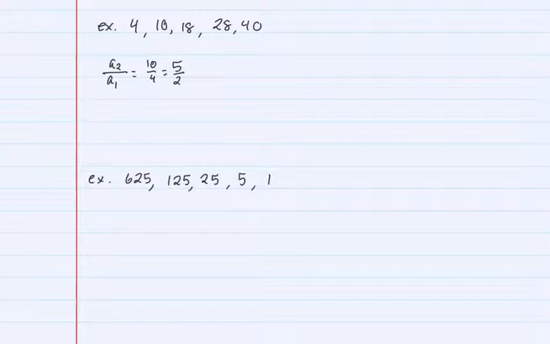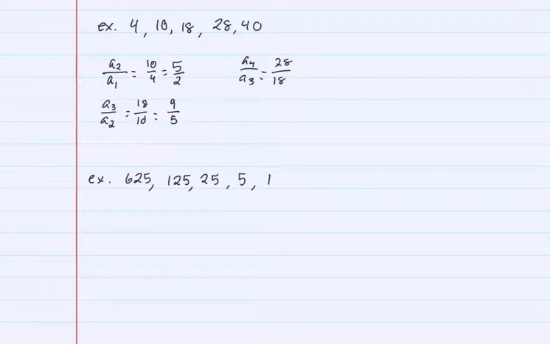5 over 2. If I take the next two terms, a sub 3 over a sub 2, that's 18 over 10, or 9 over 5. And then if I take the next two terms, a sub 4 over a sub 3, I get 28 over 18, and then 14 over 9. And none of these are equal, so I don't have a common ratio, and this is not geometric.